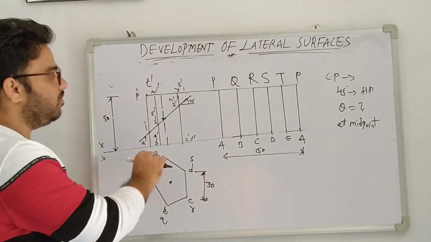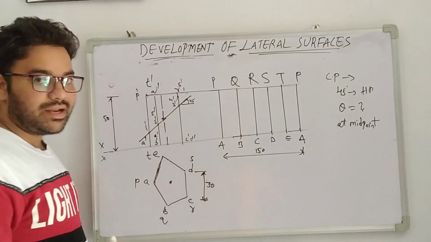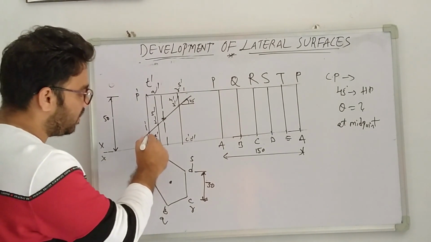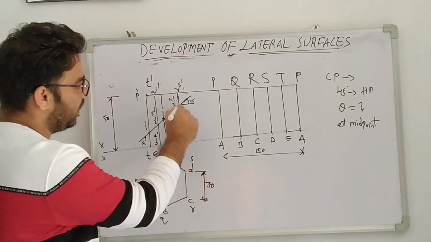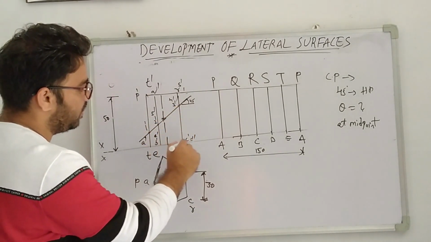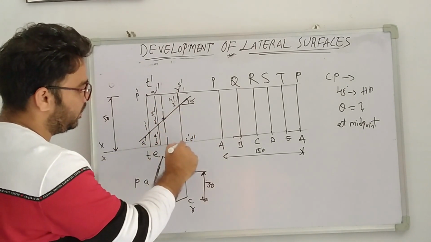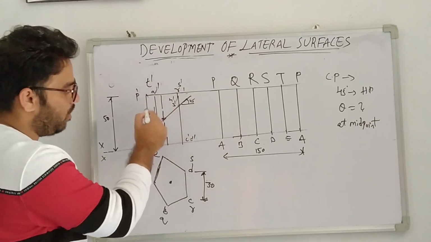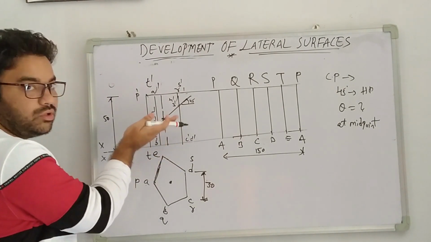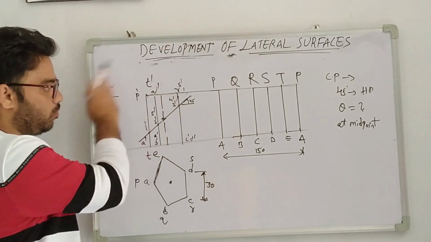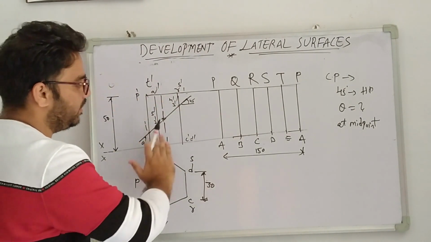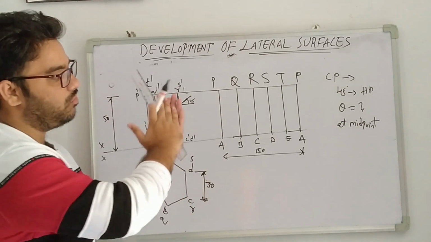Now we have to show this. So what is the retained portion in this diagram? This is the retained portion in this diagram. Whatever the upper portion is there, above the cutting plane, you are removing it, and whatever the retained portion is there, you are unfolding the object.